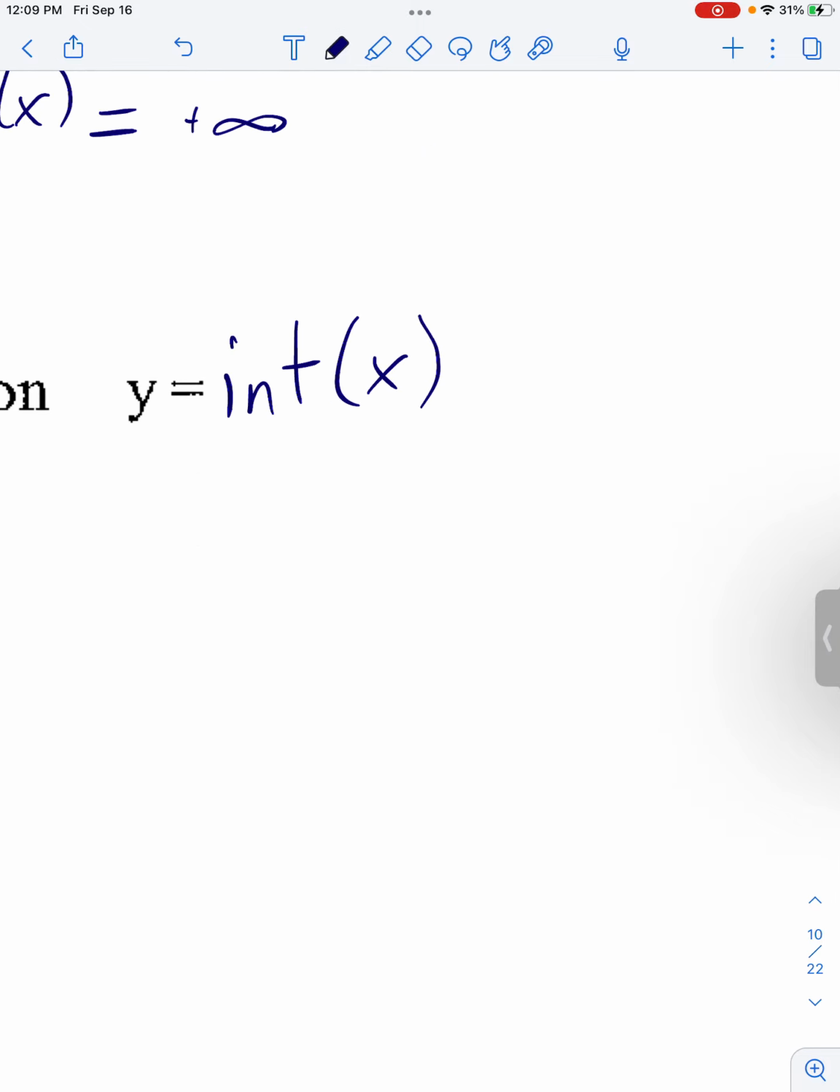Say I have a random number. Let's say you guys gave me 7 halves today. Let's say x equals 7 halves. If we plug in x equals 7 halves, what does my y equal? Here's how this works. So int 7 halves: what the int function does, let's draw a number line.